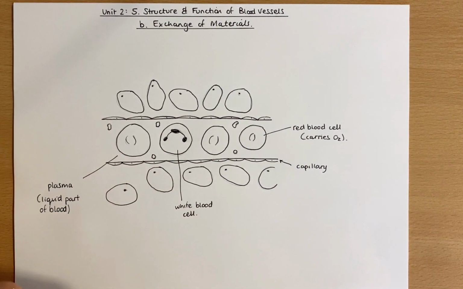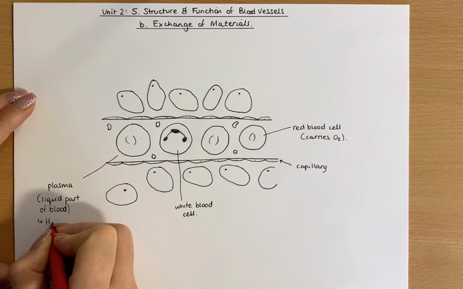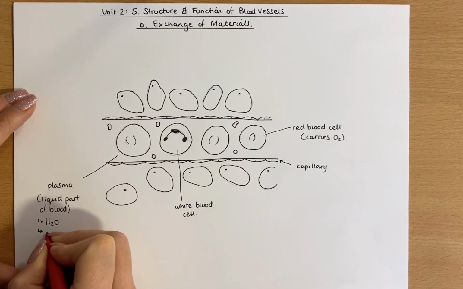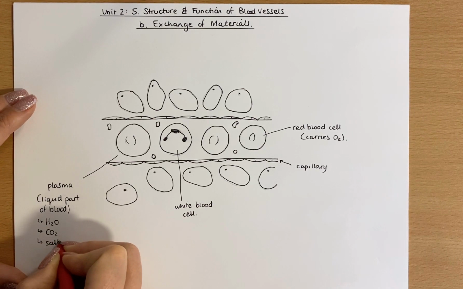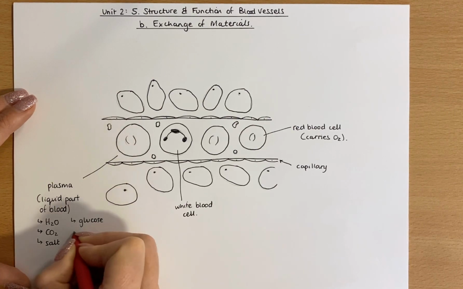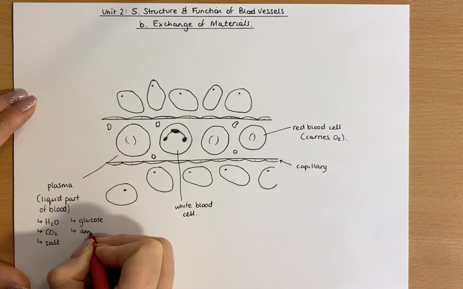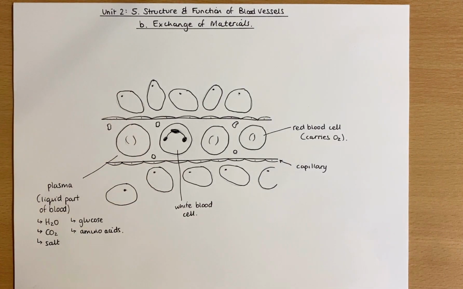Now that liquid part of the blood will transport a range of substances. So it'll have things like water, CO2, salt, glucose, amino acids, hormones and a whole range of other things.